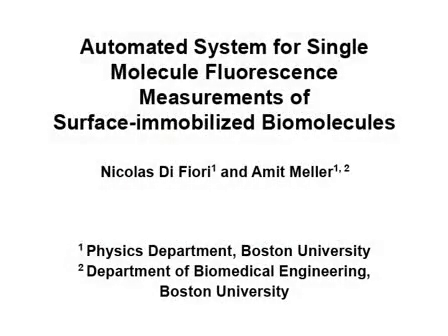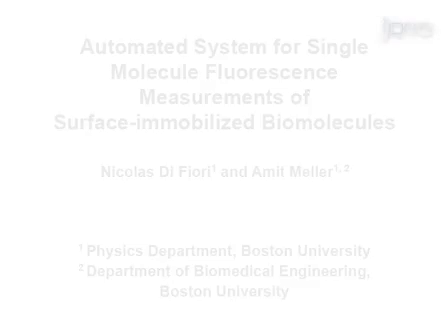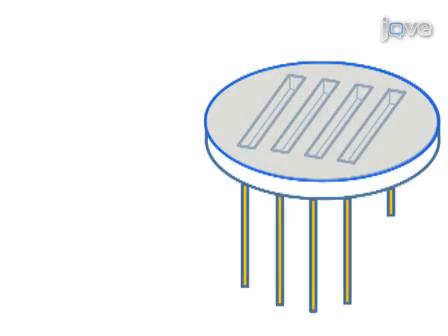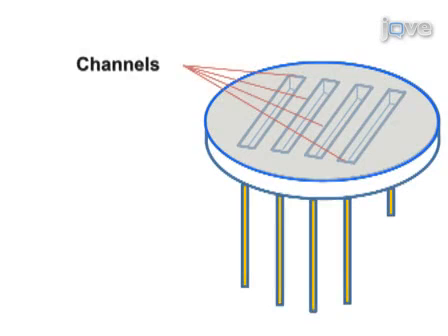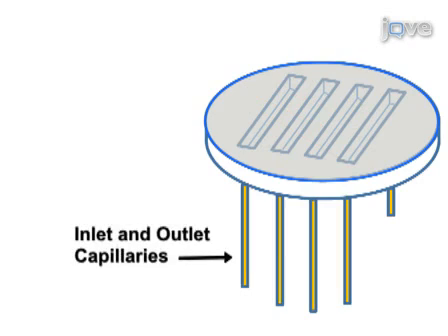To study the dynamics of individual molecules over an extended period of time, molecules must first be localized in space. We accomplish this by immobilizing them on the surface of a microfluidic cell. The procedure starts with the assembly of the cell, which contains 4 chambers where the biomolecules will be fixed. The chambers are connected to the exterior through inlet and outlet capillaries.